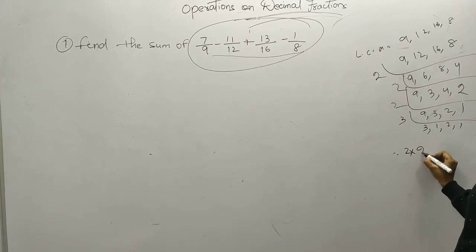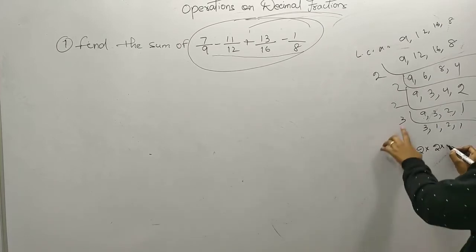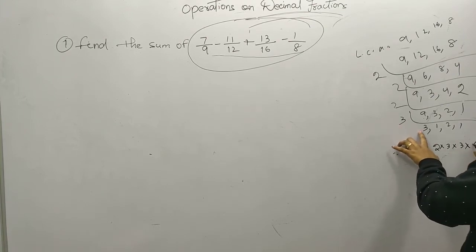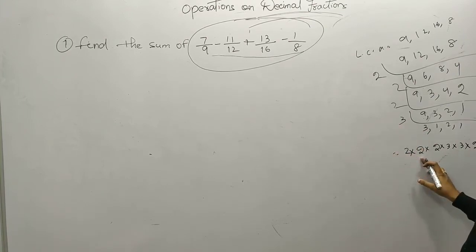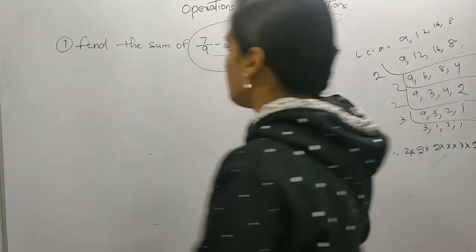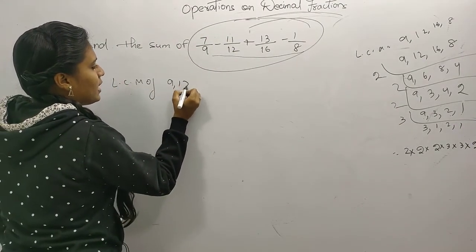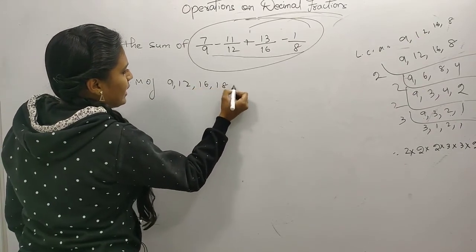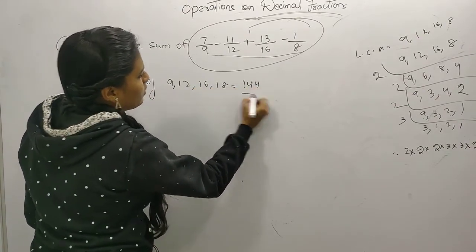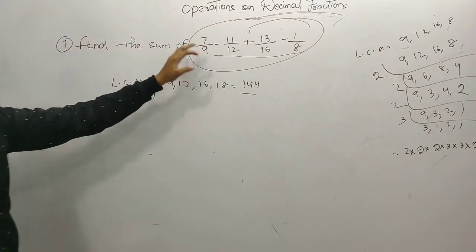Then what will we get? 2 into 2 into 2 into 3 into 3 into 2. How much will the answer be? 2 2s are 4, 4 2s are 8, 8 3s are 24, 24 3s are 72, 72 2s are 144. What value did we get for the LCM? 144. The LCM of 9, 12, 16, 8 is 144.